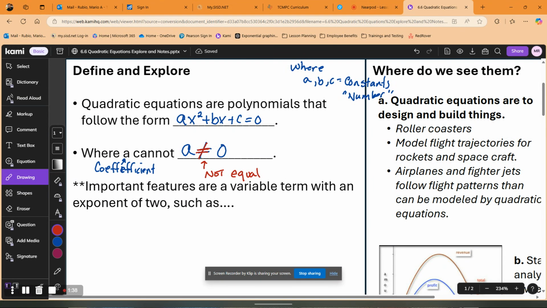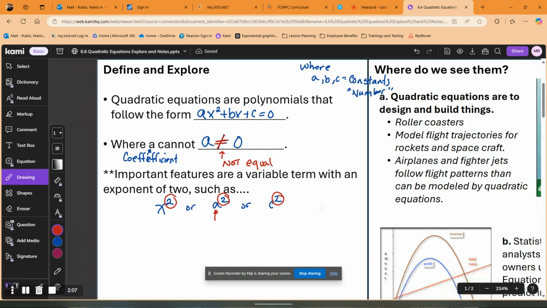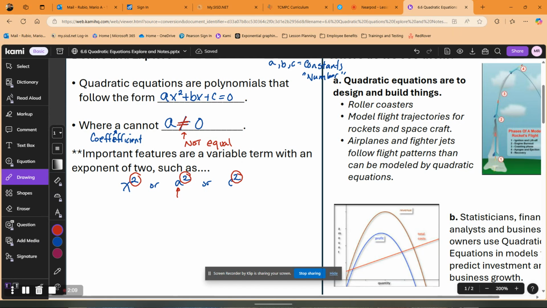Okay, some important features are a variable term with an exponent of 2. So this means that you have to have an x squared, or an a squared, or a y squared. They're usually x or a squared or c squared, but it has to have the power of 2. It has to have some variable raised to the power of 2.